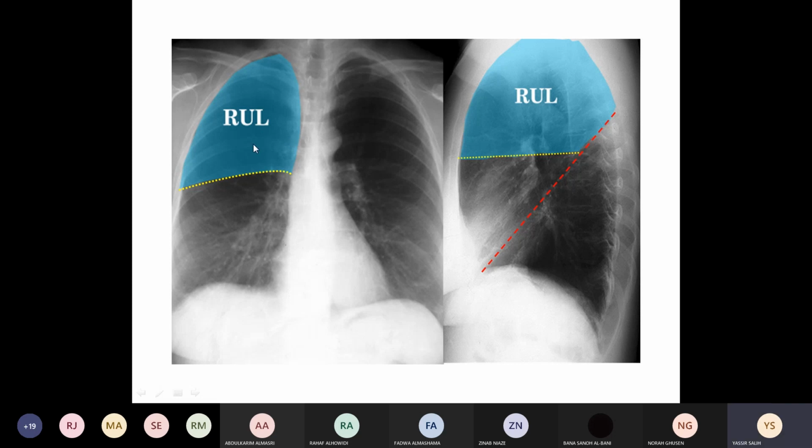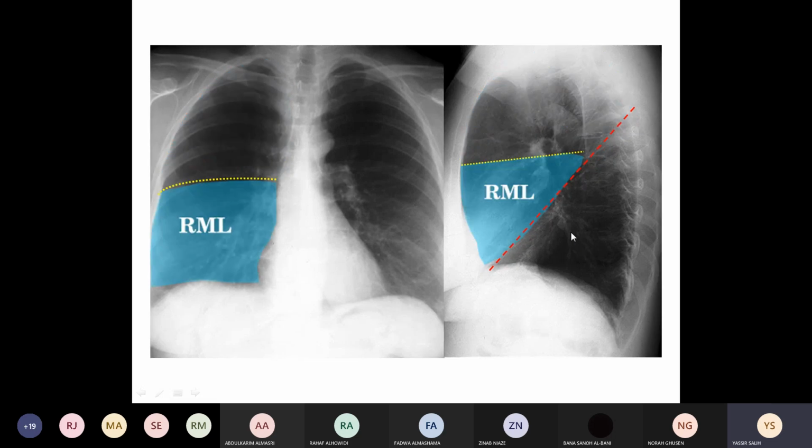First, you have to look to the right to know which side. Then for localization, to know the lobe, you have to look to the lateral. This is the position or area of the right upper, this is the right middle, and this is the right lower. So this is the collar region on the right.